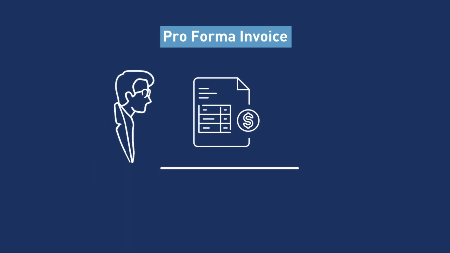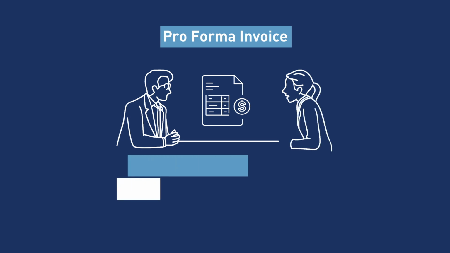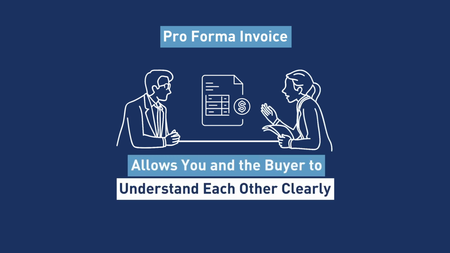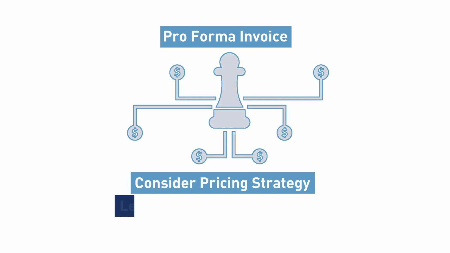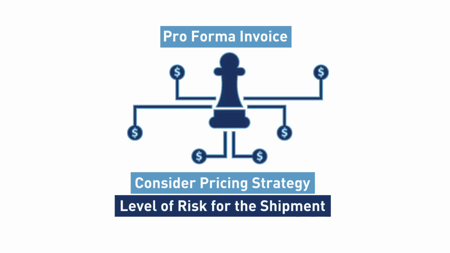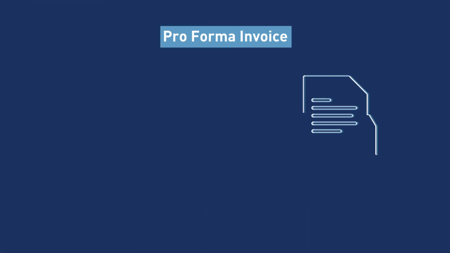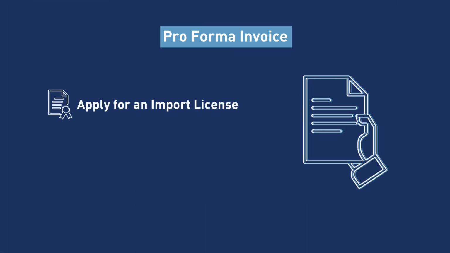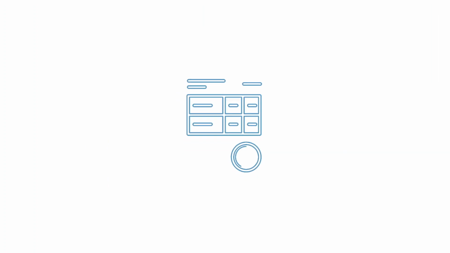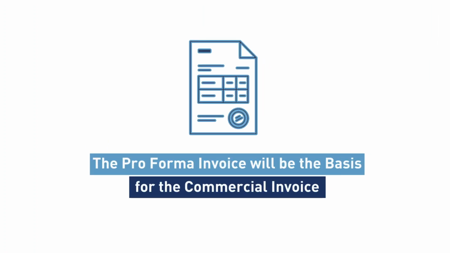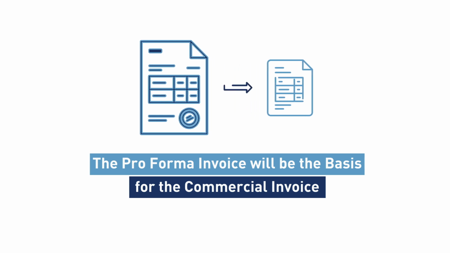Created in the style of a typical commercial invoice, the pro forma invoice allows you and the buyer to understand each other clearly and negotiate the terms of sale. As you create the pro forma invoice, carefully consider your pricing strategy and the level of risk for the shipment. Additionally, the buyer may also require a pro forma invoice to apply for an import license, open a letter of credit, or purchase another currency. Once finalized, the pro forma invoice will be the basis for the commercial invoice, which is the final bill of sale.